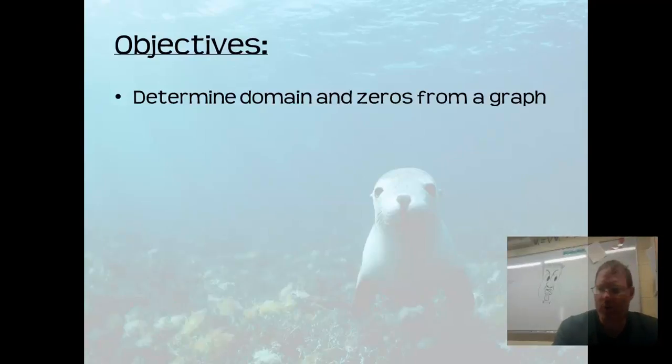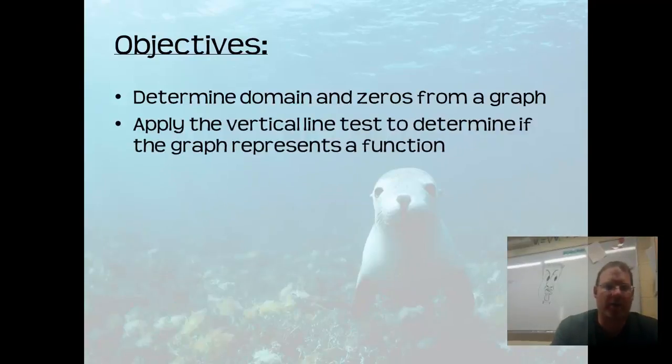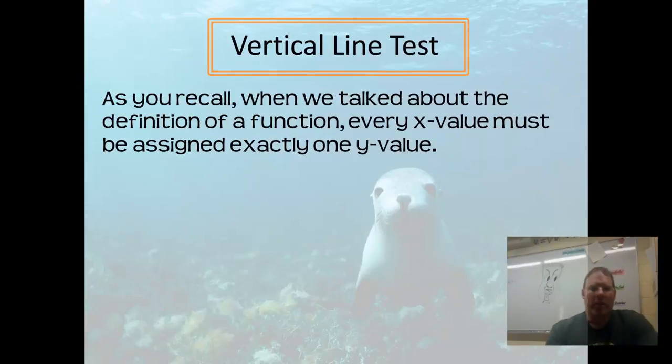Okay, in this video we're moving on to the next part, and it's pretty simple. It's applying the vertical line test to determine if the graph represents an actual function. You may remember that when we talked about the definition of a function with all the post office mailbox stuff, one of the rules is that every x value must be assigned exactly one y value.